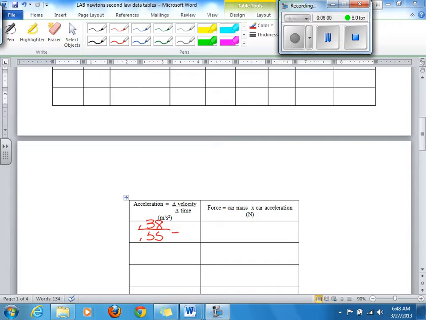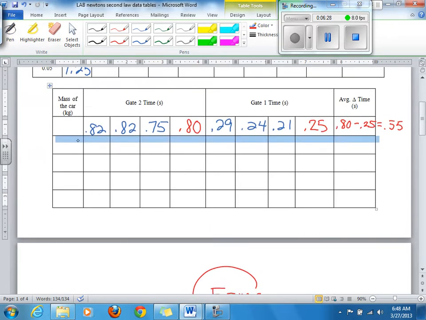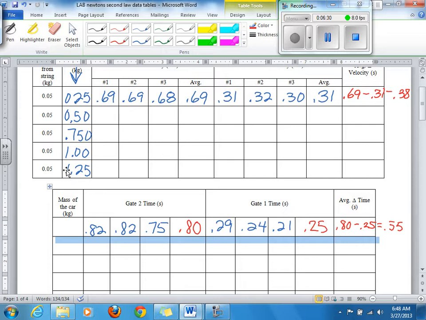And so 0.38 divided by 0.55 is going to be 0.69. Okay? Awesome. The force, and this is just this one, force equals mass times acceleration. Your acceleration you just determined, it's that one. You're trying to determine the force, so now you need the mass of the car. So the mass of the car up here, for the one that I determined, was 0.25.